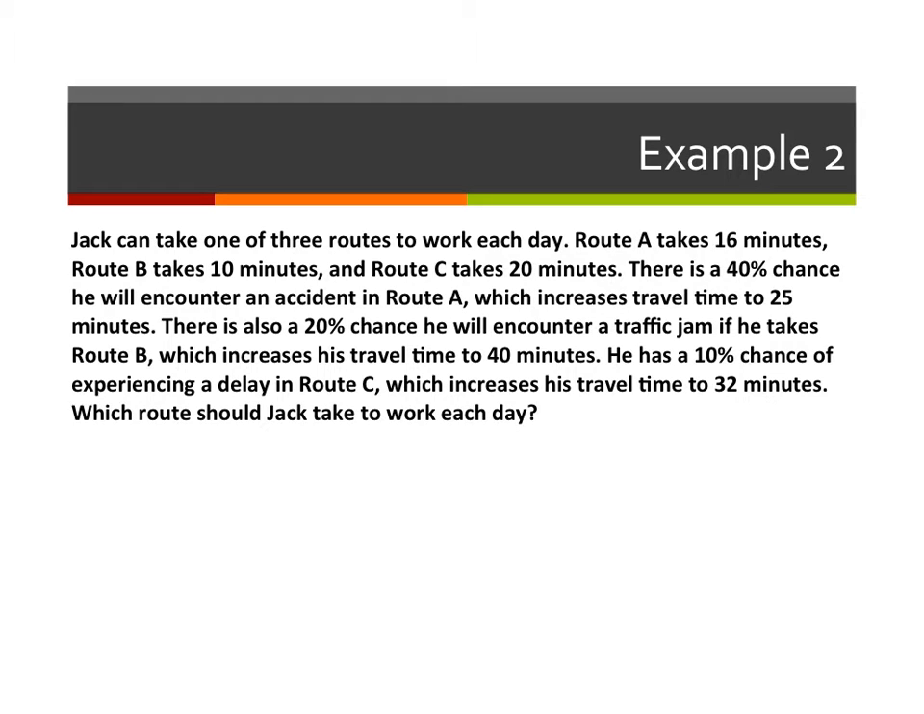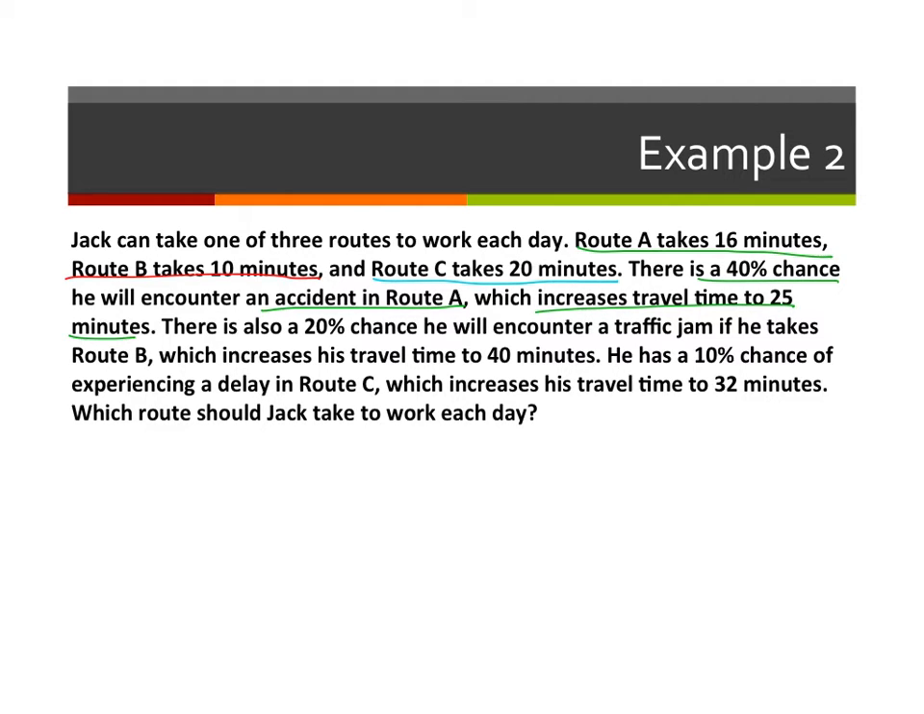Example 2. Jack can take one of 3 routes to work each day. Route A can take him 16 minutes, route B takes him 10 minutes, and route C takes him 20 minutes. There's a 40% chance he will encounter an accident on route A, which increases his travel time to 25 minutes.